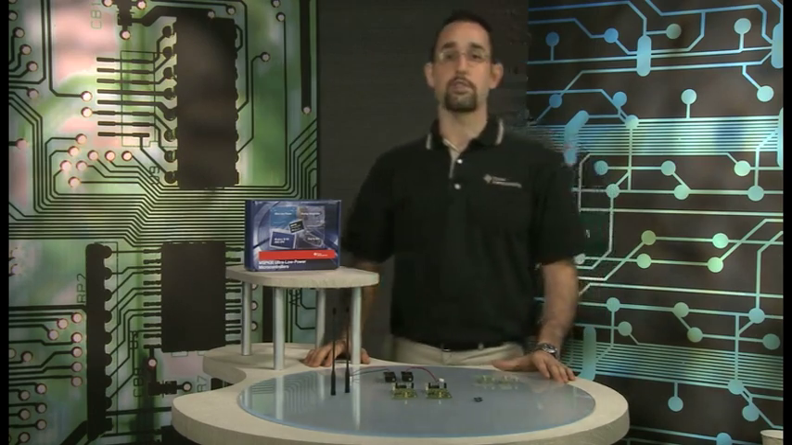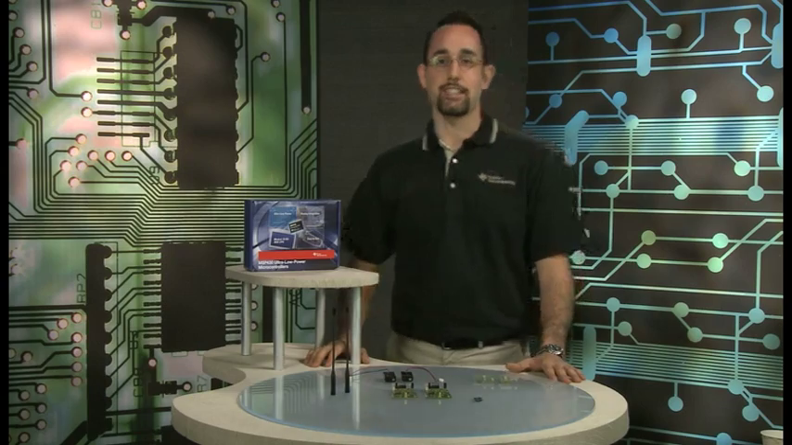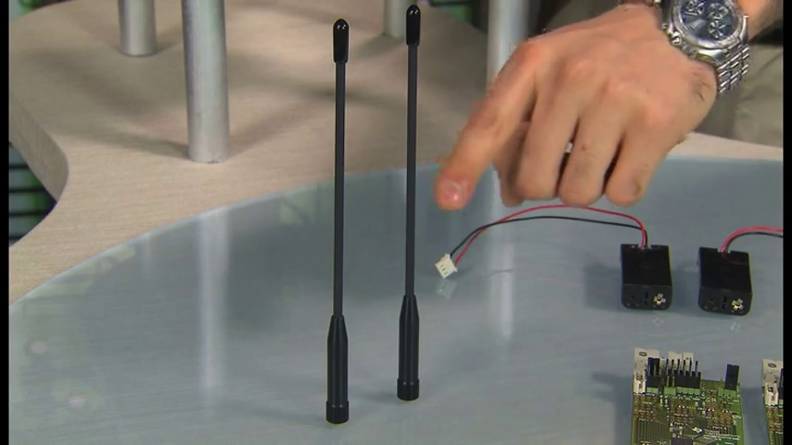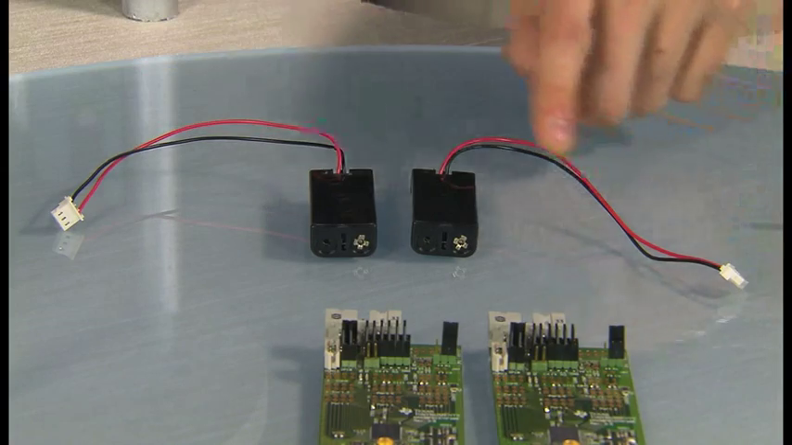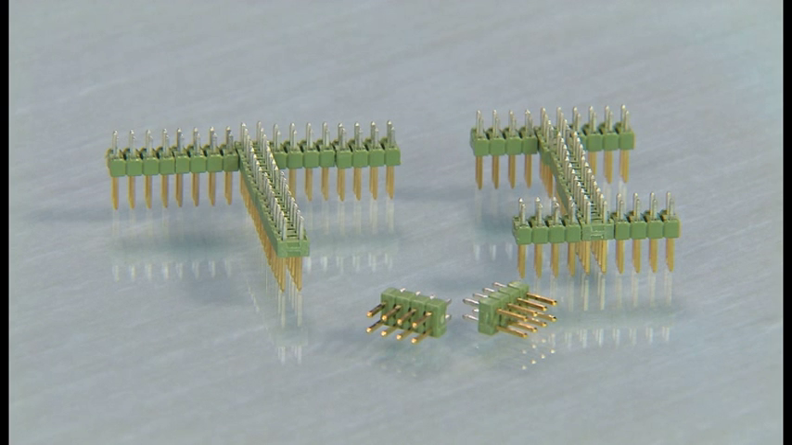The kit is delivered with two EM470 F6137 RF900 evaluation modules, or EVMs, two SMA connectors, 868 or 915 MHz whip antennas, two battery packs with power connectors, two 32 kilohertz quartz crystals, and eighteen 4x2 through-hole headers.